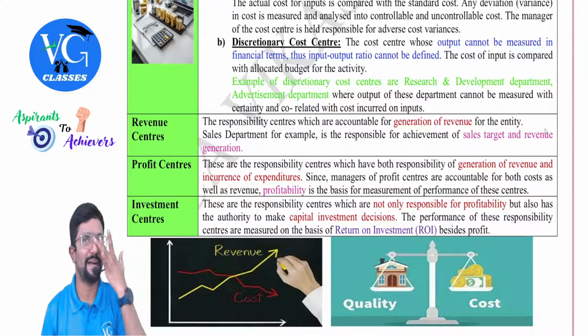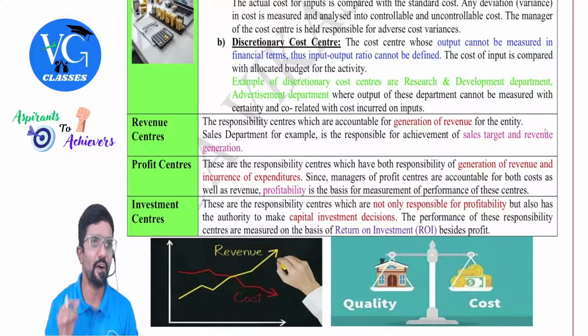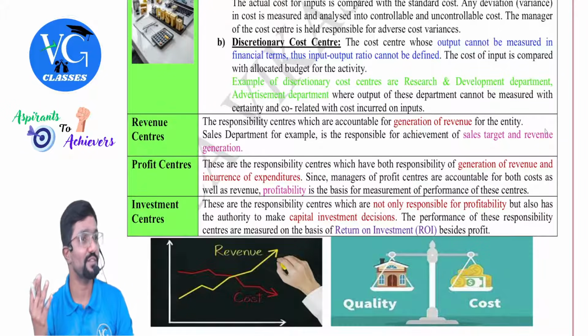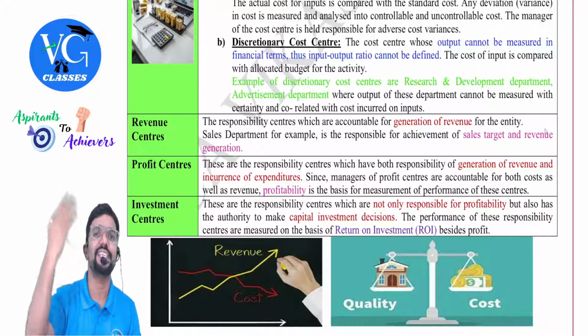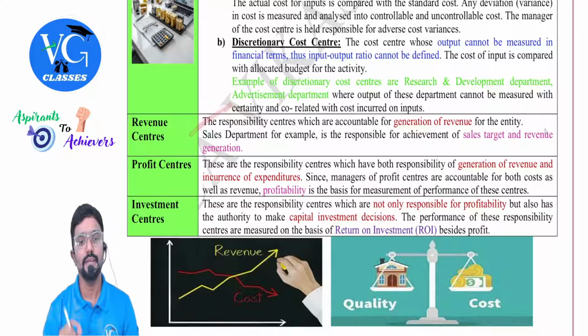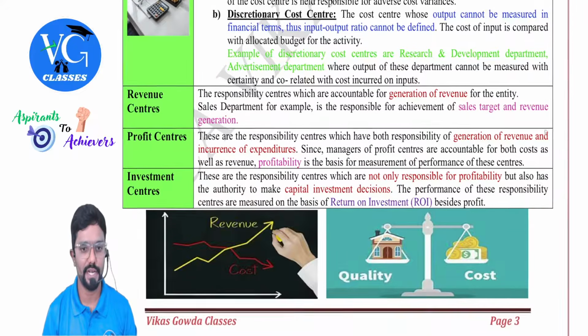Next, revenue center. Revenue center is nothing but the sales department or even the marketing department. How much revenue they are generating, even for them, a target would be given. Clear? Especially you guys would have seen people working in sales departments, they keep on calling you, telling you this is there, that offer is there, you are eligible for so and so option. Clear? Yeah. Because they would be given a target to increase their sales. The responsibility centers which are accountable for generation of revenue, which is nothing but sales for the entity. The sales department, for example, is responsible for achievement of the sales target and revenue generation.